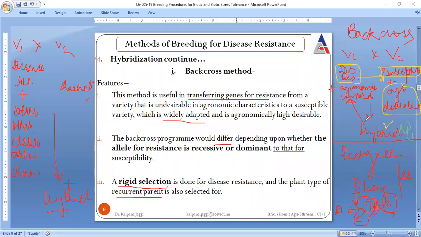That means again and again this parent is to be crossed with this parent, so that when a number of these crosses have been made, at the end we will have a progeny where this susceptible gene is totally replaced by this disease resistant gene, right?